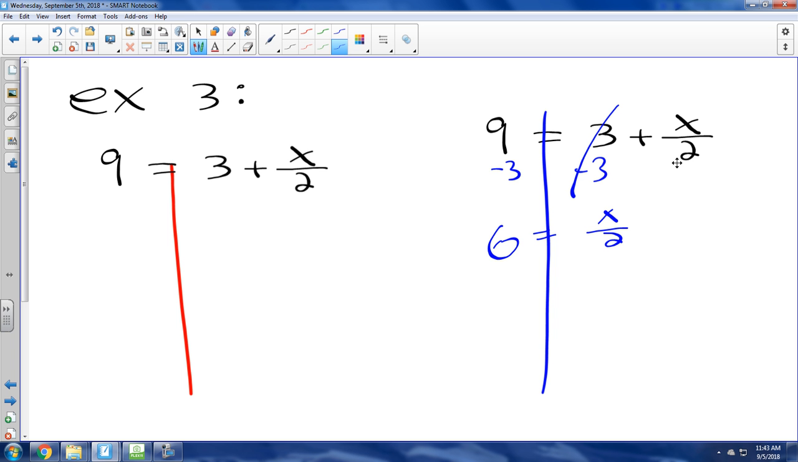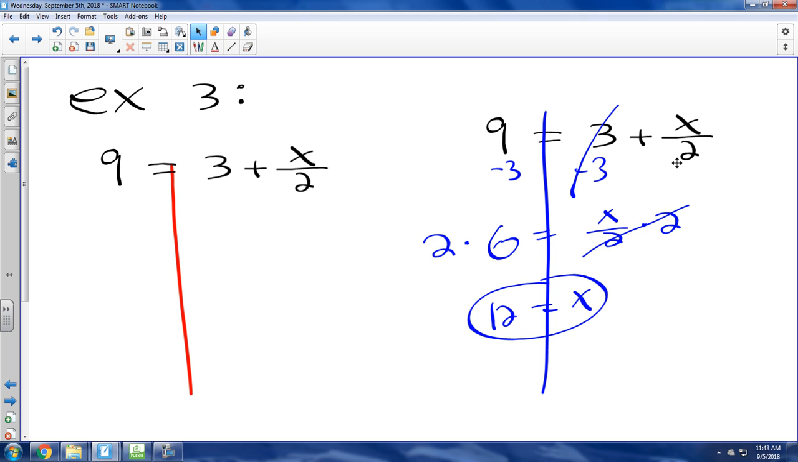How do I get rid of a divide by 2? What cancels division according to my golden rule? Yes, go ahead. Multiplication. Multiplication by what? In this case, Patul, what would you multiply by? Well, you want to get rid of division by 2, so you use multiplication by 2. If you use multiplication by 2 on the left, you have to use multiplication by 2 on the right, so you now have 12 equals x and you are done. That's your answer, it worked.